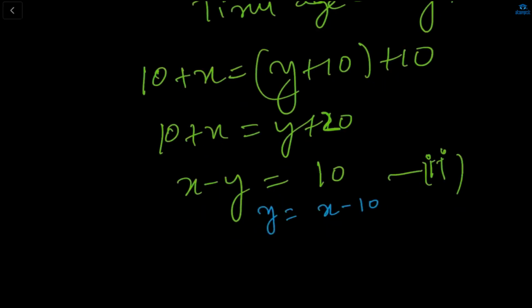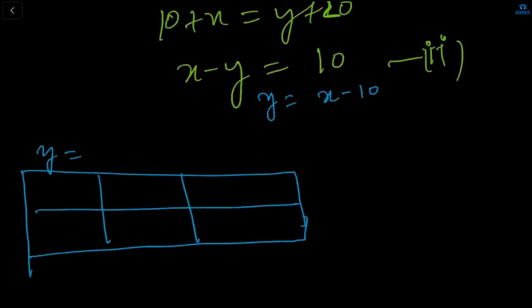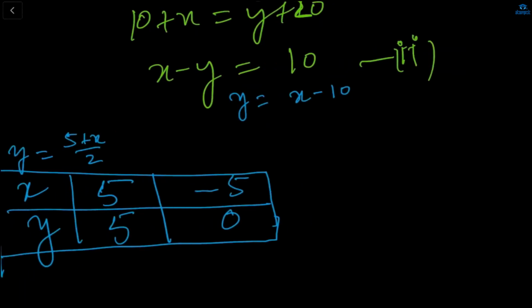Now we are going to plot the points. First, for y equal to 5 plus x by 2: if I put the value of x as 5, y will be 5. And if I put the value of x as minus 10, y will be 0. When you are putting in values, be careful that you get whole number points.